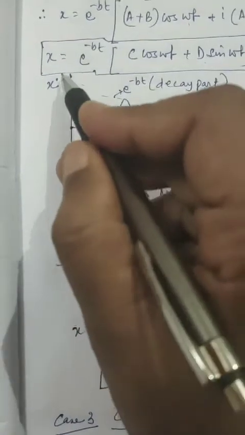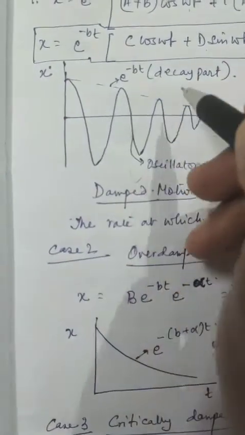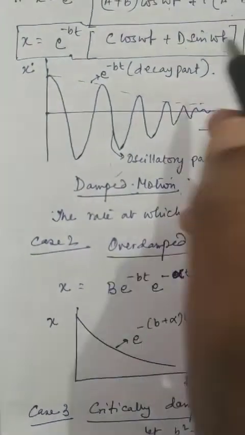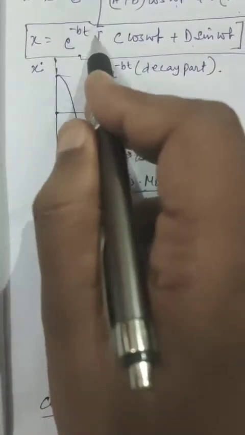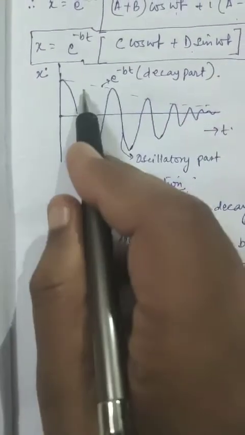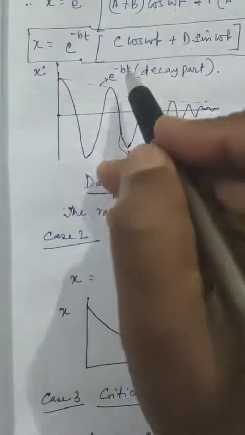So what will the solution x look like? The solution x would look like this: it is oscillatory. This represents the oscillation, and you can see that the amplitude is reducing. This is the amplitude part, and this is reducing. If you did not have this, then you would only have this term.